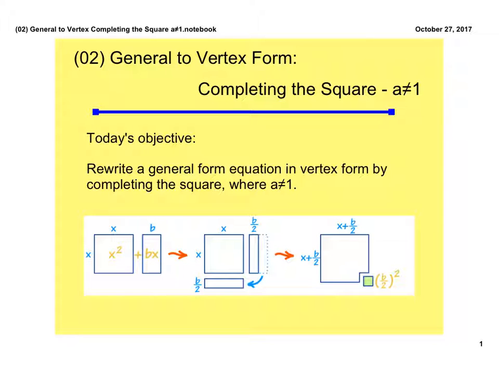Okay, this is called completing the square when a is not equal to 1. What are you talking about, Mr. Server? All right, I'll tell you. First off, here's one where a was equal to 1.